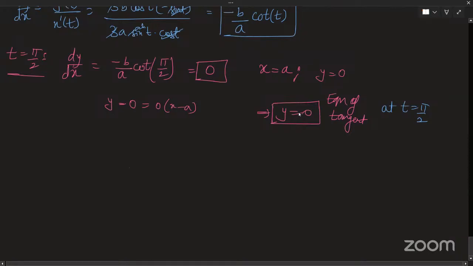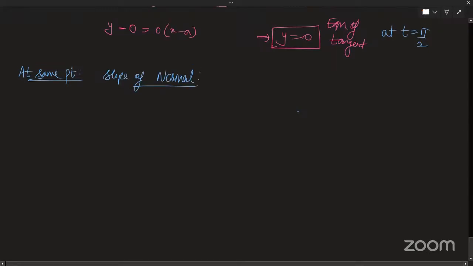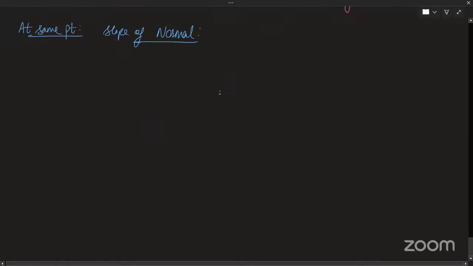So now if I ask you at the same point, can you tell me what will be the slope of normal? Anyone? If the slope of tangent is 0, what is the slope of normal? Sir, it's not defined. Yes, it's not defined. If it's not defined, what is graphically meant by that?